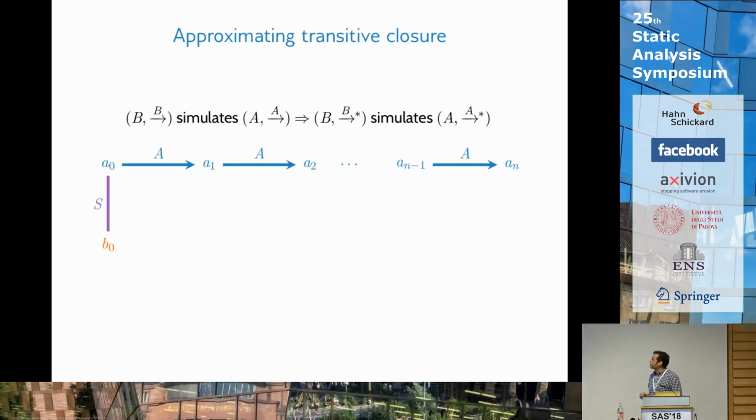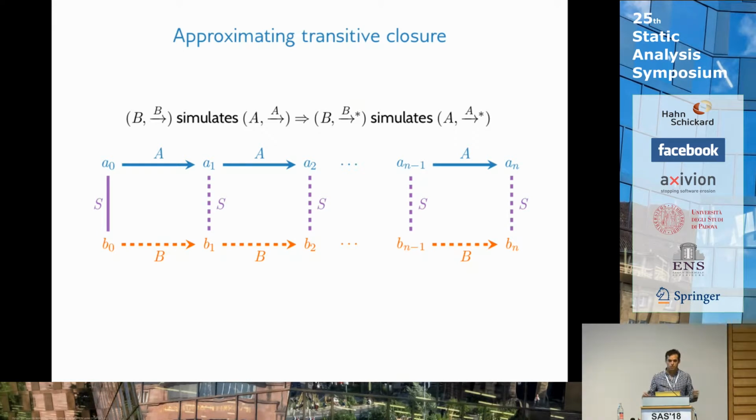Okay. So the principle that I'm going to exploit is this well-known idea that if the transition system B simulates the transition system A by some simulation S, then that S is also a simulation between the transitive closure of B and the transitive closure of A. And the reason for this is simply because I can stack a whole bunch of these boxes together.